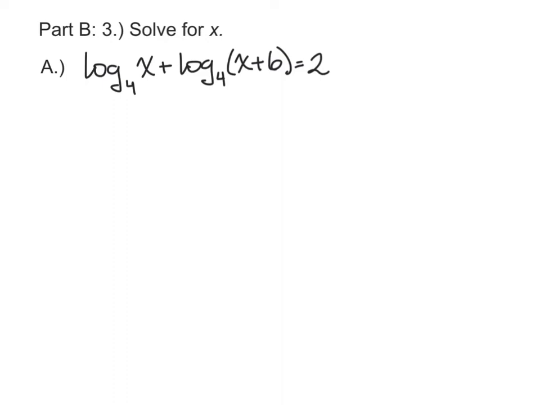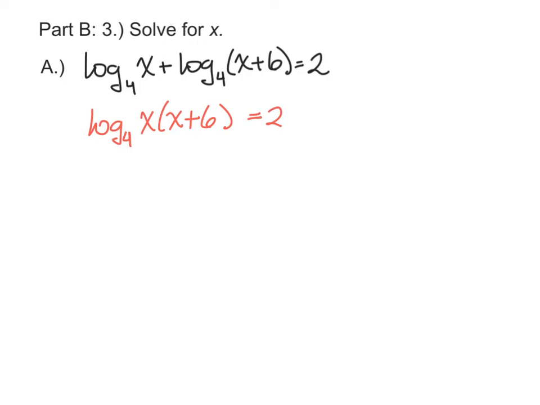In question 3, we're going to continue to solve logarithmic and exponential equations, but they're going to be a little bit more difficult. For instance, in part A, we have log base 4 of x plus log base 4 of x plus 6 is equal to 2. Before I can get rid of the log, I need to condense it into one log. So with addition, we're going to condense that through multiplication. So this will be x times x plus 6 is equal to 2.